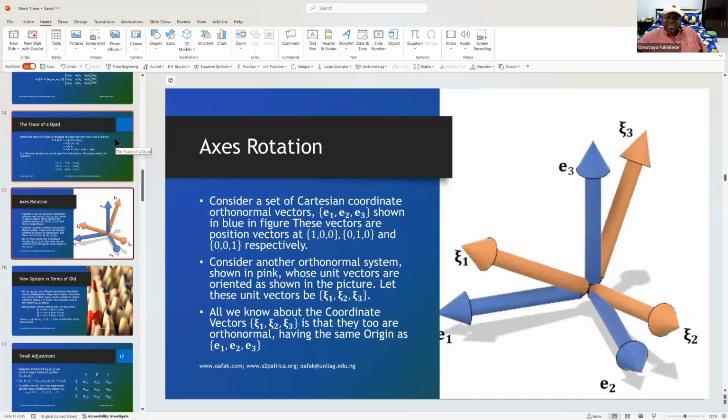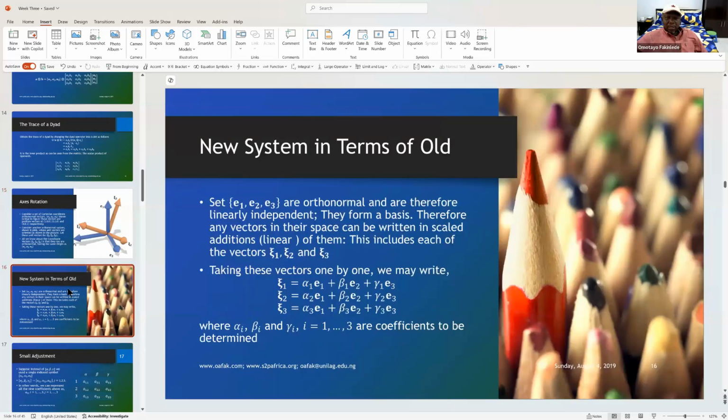Whose unit vectors are oriented as shown? Let these unit vectors be xi1, xi2, xi3. All we know about the coordinate vectors is that they too are orthonormal, having the same origin, and you can look at them as a rotation away from the original one. We can now get a new system. We can express the new system in terms of the old.